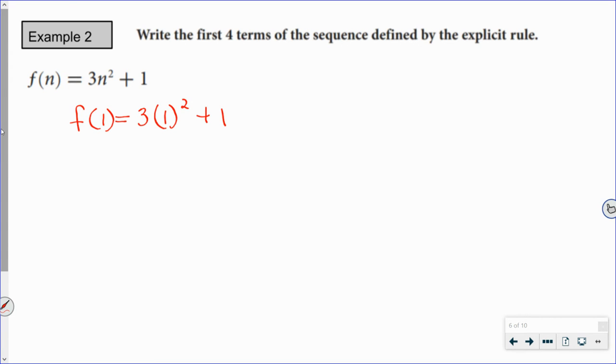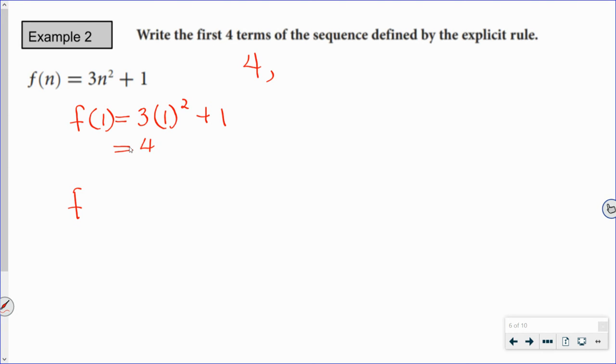So the first term then, f of 1, is 1 squared, which is 1, times 3 plus 1, which is 4. So f of 1 is 4. So my first term of the sequence is 4. All right, so we've got to get the second term.